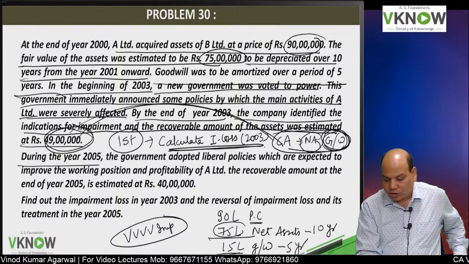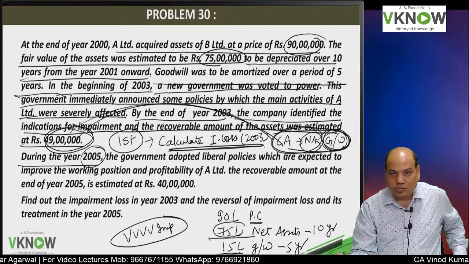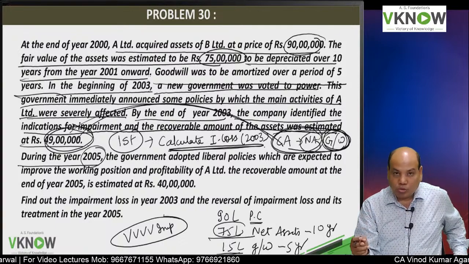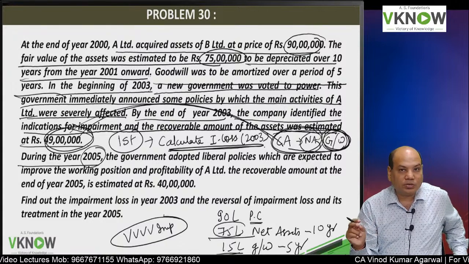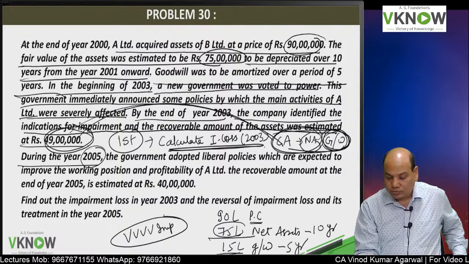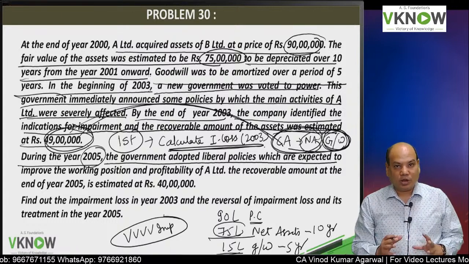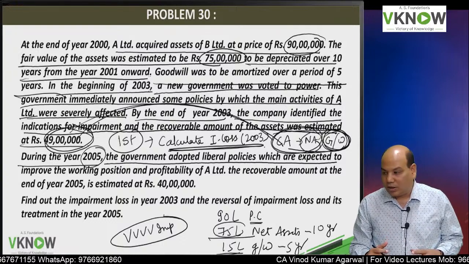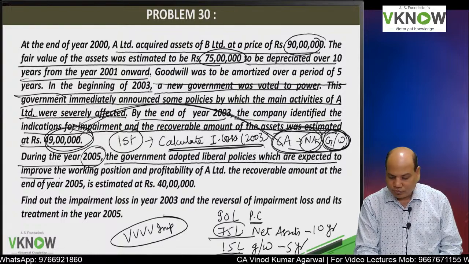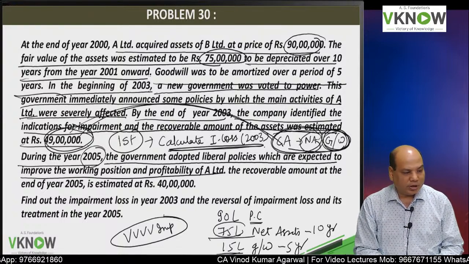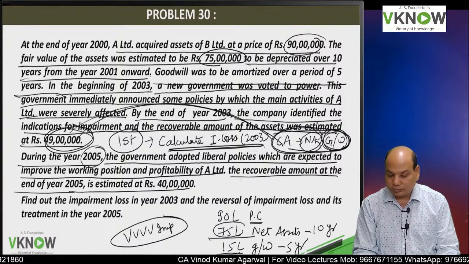Now what happened during the year 2005, after 2 years? So you are going to depreciate net asset for 2 more years. You will get the carrying amount in the books of net asset at the end of year 2005. Now what will you do? You got an indication of reversal of impairment. A new government came to power. It had adopted liberal policies which are expected to improve the working position and profitability of A Limited. The recoverable amount at the end of the year 2005 is 40 lakh.